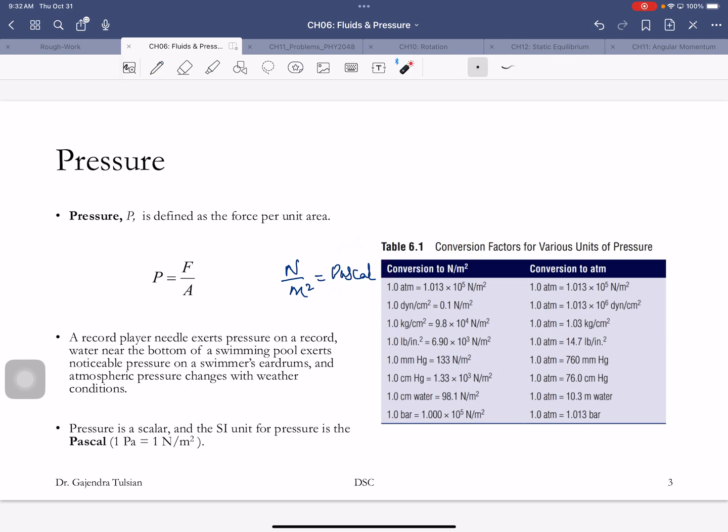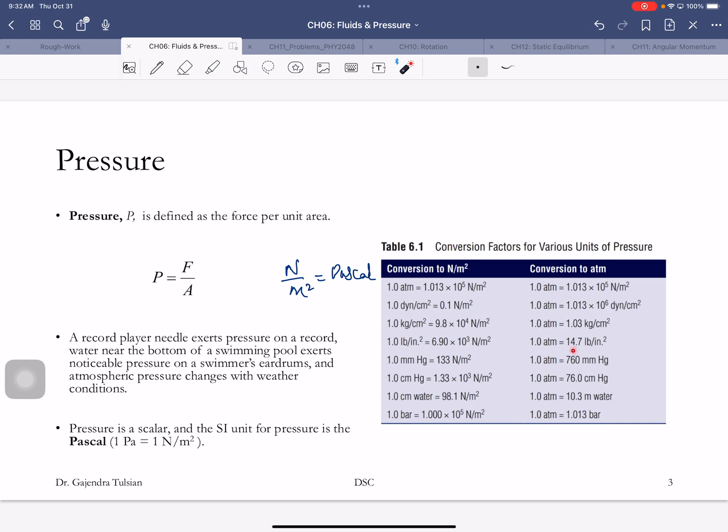You want to remember some of these units. 1 atmosphere is 10 to the power 5 newton per meter square, that is pascals. 1 atmosphere is 100,000 pascals. You probably also have seen this: 1 atmosphere is 15 pounds per square inch. Do you guys know the pressure in your tires? Yeah, 35 psi, so about 2 atmospheres.